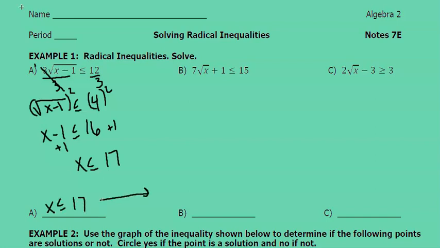And if you were to graph this on the number line, you'd have a point at 17, and then x is less than that, so we'd shade the left side.